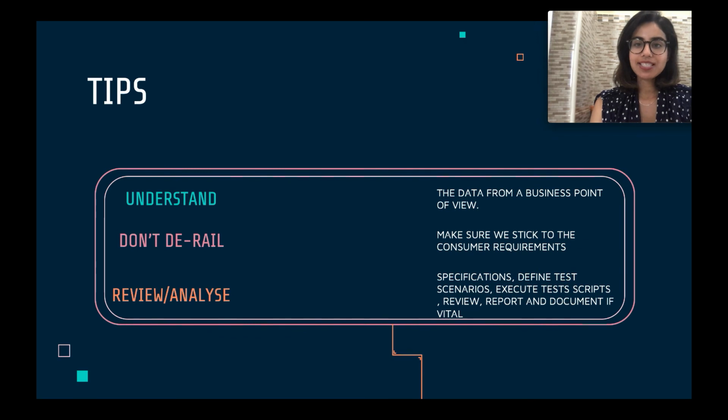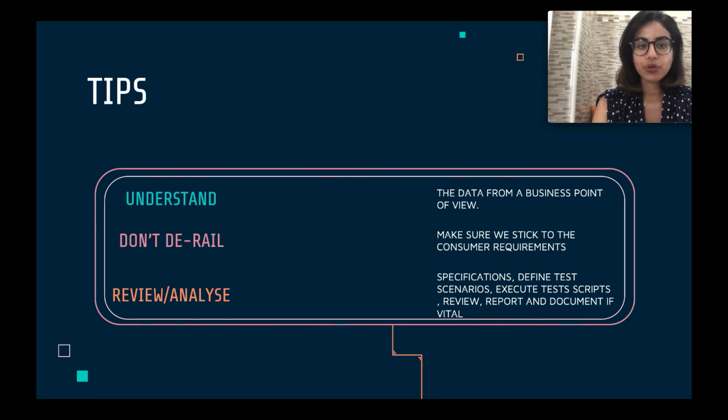Some tips for you to take away. Make sure you understand the data from a business point of view. Don't derail. I know that your model mimics real life scenarios and there's tons of assumptions. Assumptions limit scope, basically. You cannot pick all assumptions realistically, because then you are derailing and what needs to be delivered won't be on time. So make sure you stick to your consumer requirements.